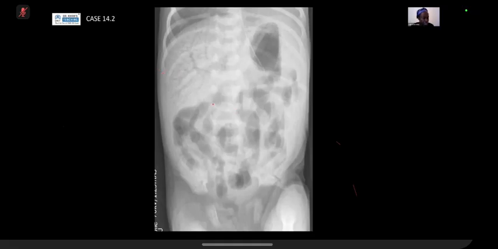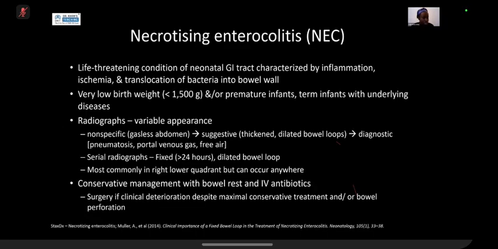And then we can potentially see that there's possibly some areas of pneumatosis, although it's not super florid on this radiograph. And the other thing we're looking for is perforation, so any evidence of pneumoperitoneum, because these children are at risk of perforating with necrotizing enterocolitis.